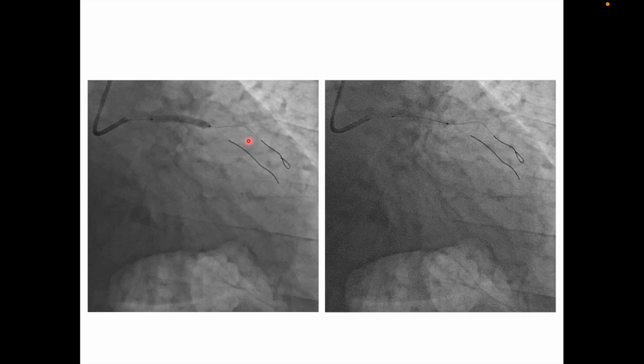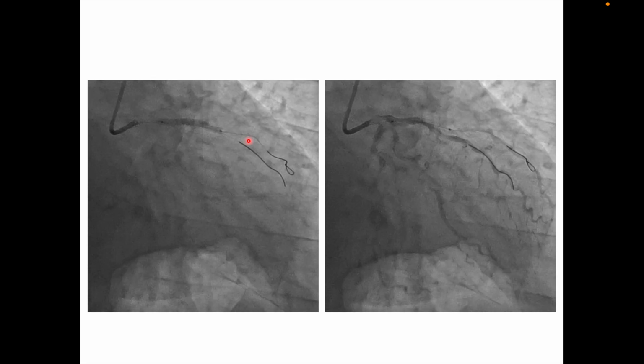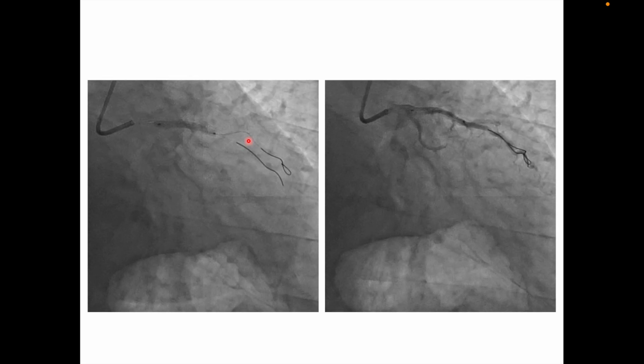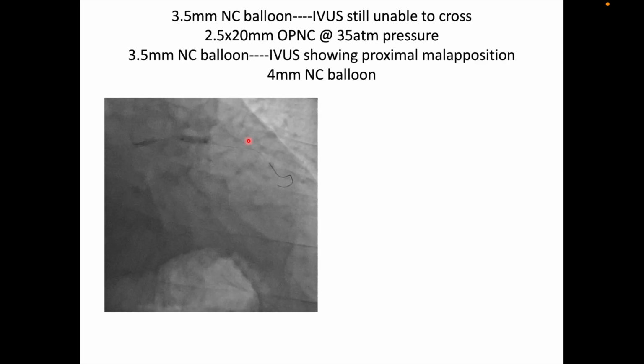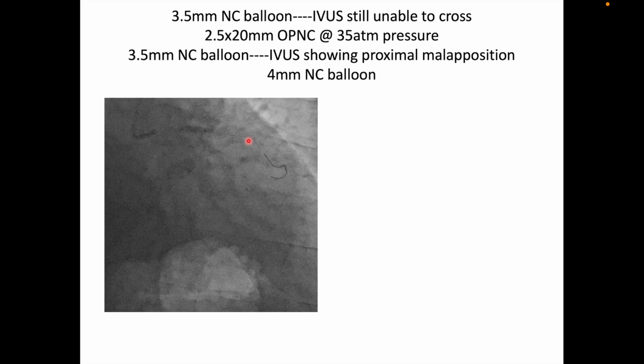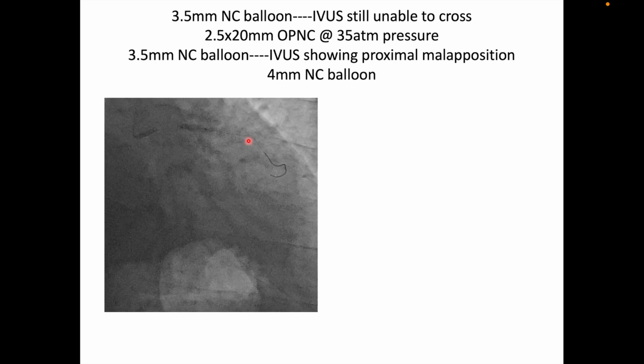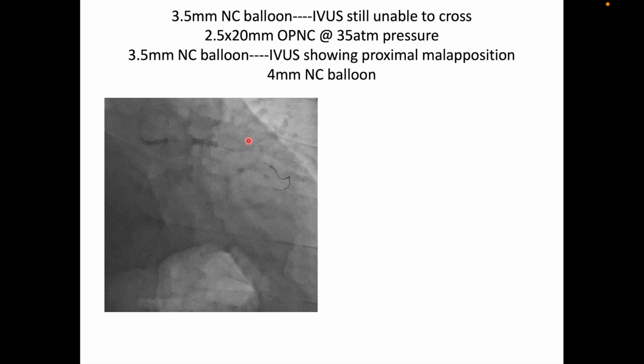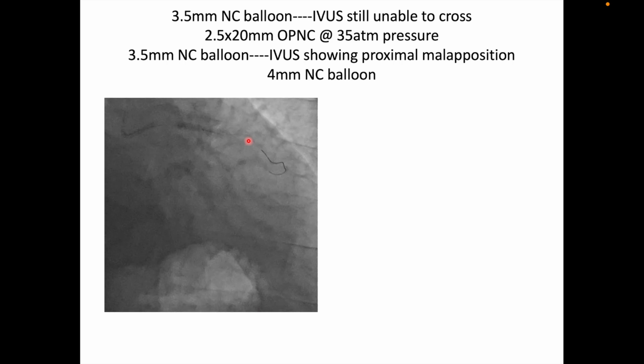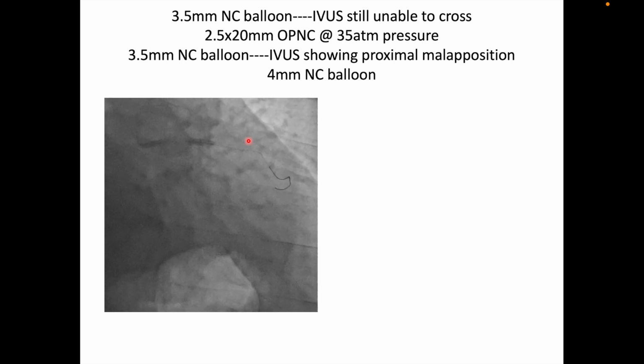So this stent was placed and post-dilated, but the interesting part was that after this, the IVUS catheter could not enter into the proximal part of the stent. I wanted to restudy and get a good outcome, but the IVUS would not enter the stent. So that was surprising. So I used a 3.5 millimeter non-compliant balloon, and the IVUS still was unable to cross. Then I took a 2.5 millimeter OPN balloon and took it up at 35 ATM pressures.